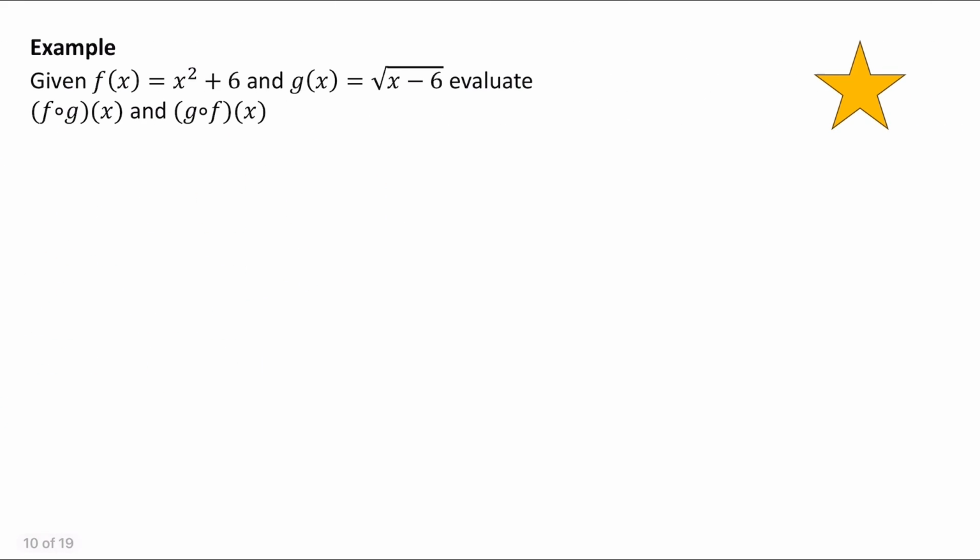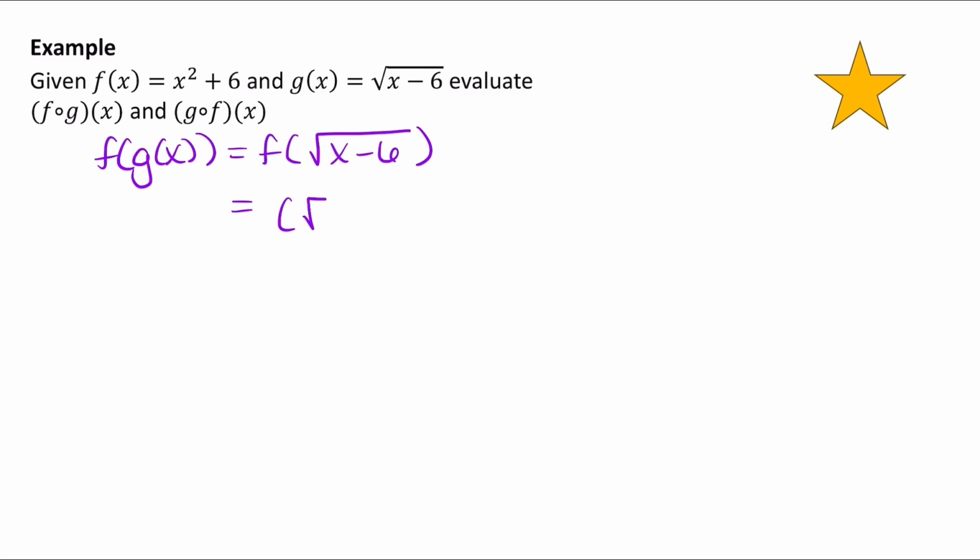So now let's try this problem. We have f of x equals x squared plus 6 and g of x equals square root of x minus 6. Let's evaluate f of g of x and g of f of x. So let's start off with f of g of x. So f of g of x is going to look like this. We have f of the square root of x minus 6. So I'm going to plug in all of that everywhere I see x in my original problem. So I have the square root of x minus 6 squared and then plus 6.